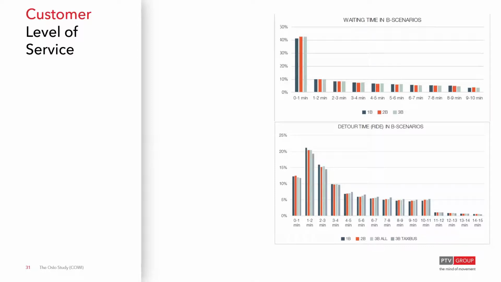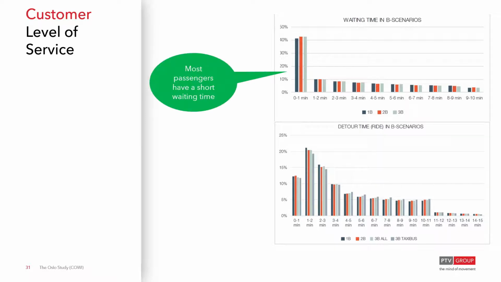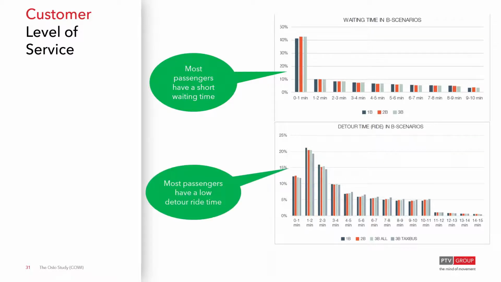Customer level of service. Waiting time was one of the inputs. What sort of wait time should we give these people? Actually, we're finding in Oslo, most people don't wait very long, and you can see that from the distribution. Most people are waiting for less than 5 minutes, and I think we arrived at a final wait time of 10 minutes. And then if we look at the detour as well, actually most riders are not really detouring beyond 5 minutes, and I think we can tolerate that. 5 minutes is 5 minutes, right?